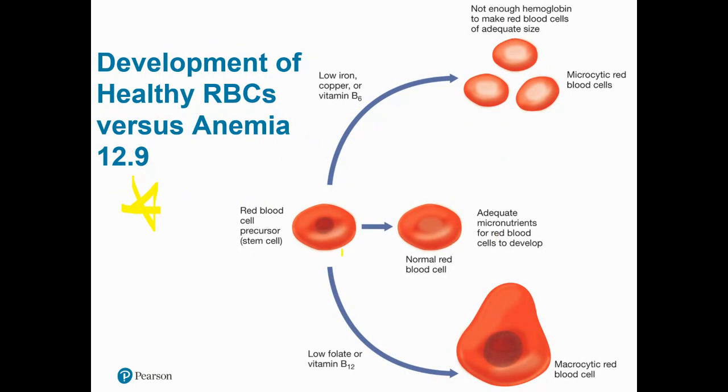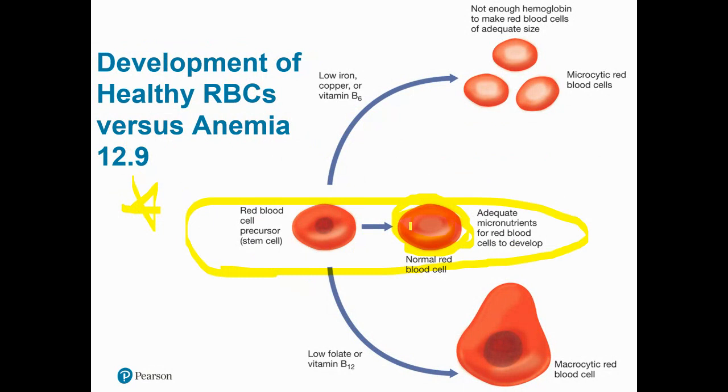So this is just showing, right here in the middle, healthy red blood cell production, right? So red blood cells are made from stem cells, and in a healthy body, you're going to have all of the right micronutrients needed to develop that red blood cell, and it'll look kind of like a nice donut, or like, what's that new type of peach? I guess it's called a donut peach. Those little peaches that sort of look like a little donut.